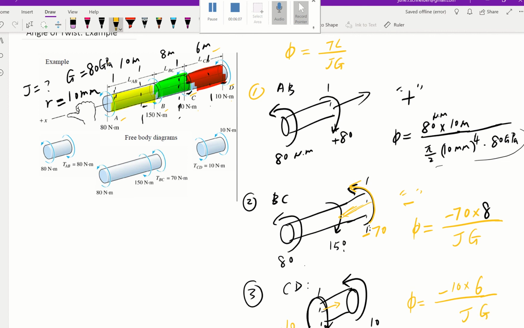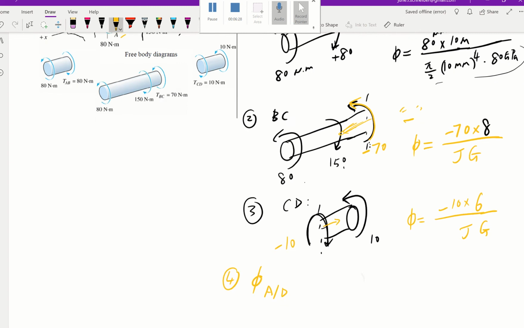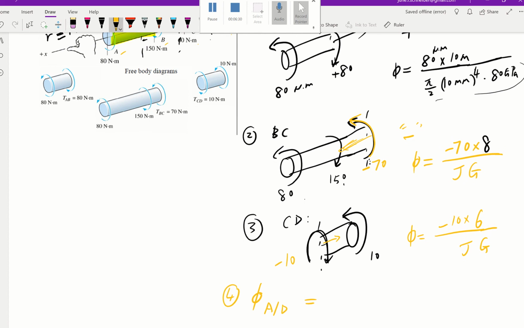Okay, so knowing all of that, we can figure out this angle of twist by adding them together. For example, I'm going to be interested to know what this phi is for D with respect to A, one end with respect to the other end. What's the angle of twist for this entire shaft? So we're going to use this formula to add them all together, which is TL over JG, right?